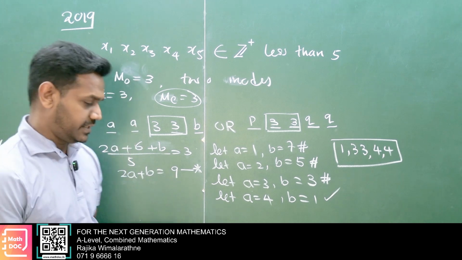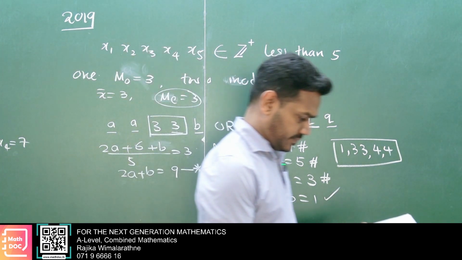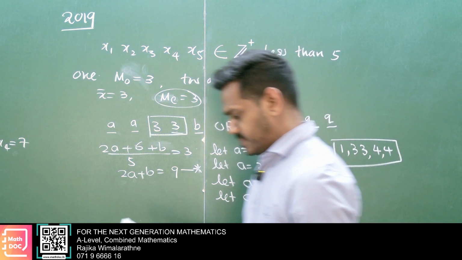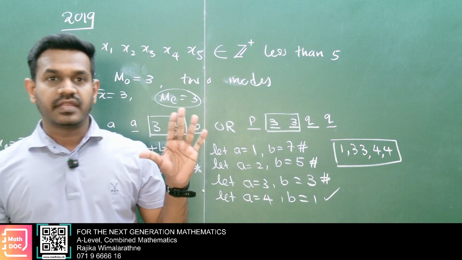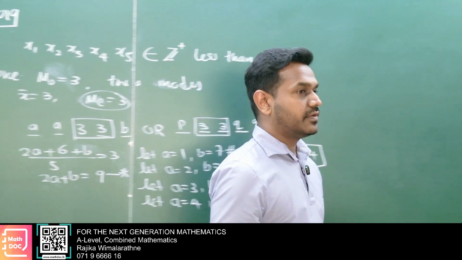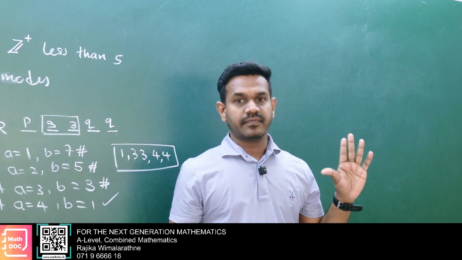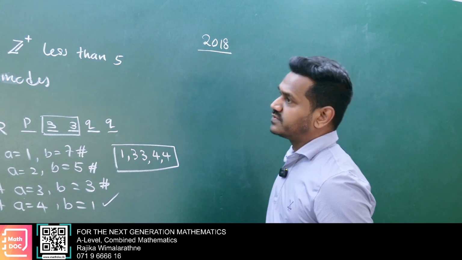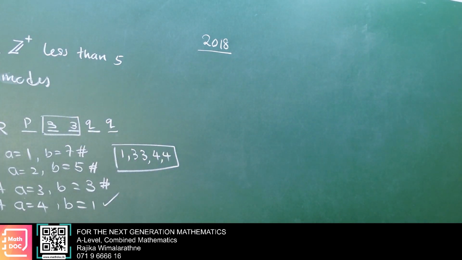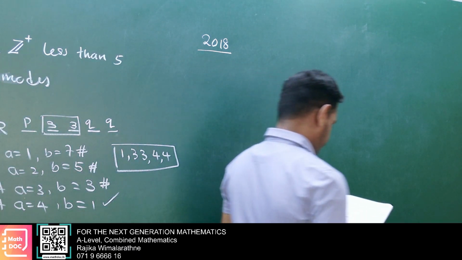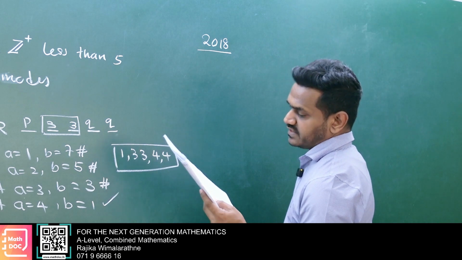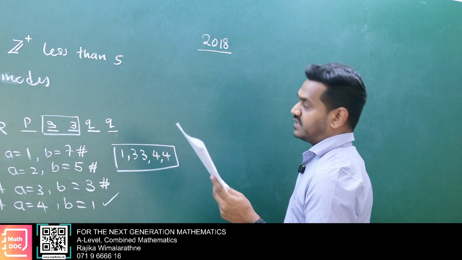1, 3, 3 and 4, 4 is the set. That is 2019. Then go to 2018. (2018), 5 positive integers, each of which less than 8.